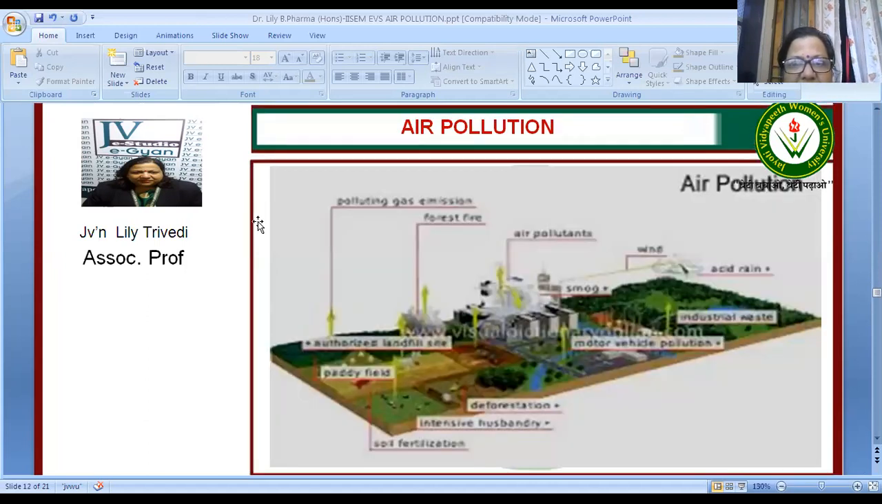Here, if you draw the diagram, you can see how the pollution in a certain area is affected. You can see the acid rain, the smog, the air pollutants, the forest fires, the pollution gases from the landfill, the paddy fields, fertilizers, deforestation, etc.